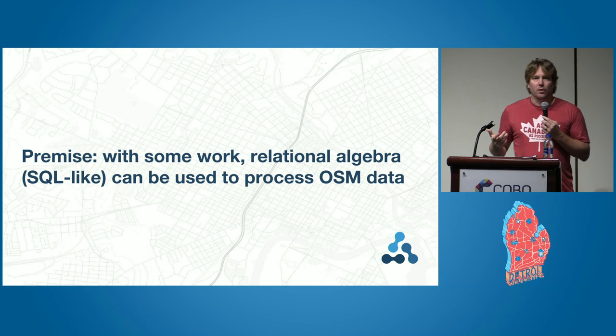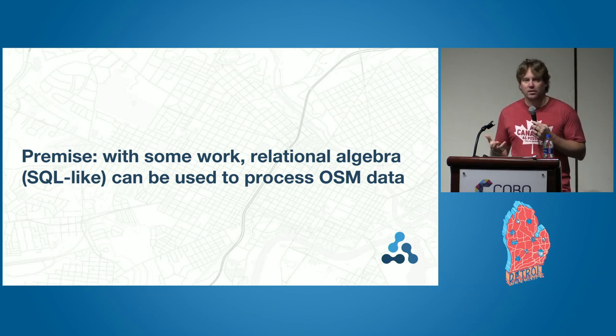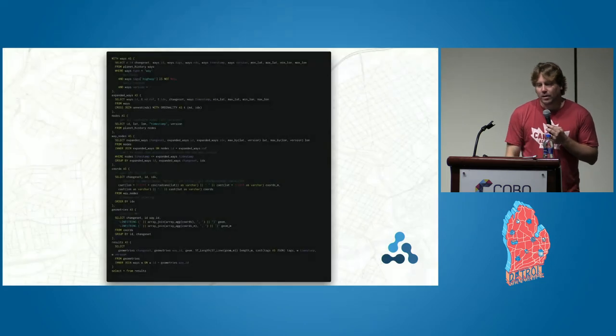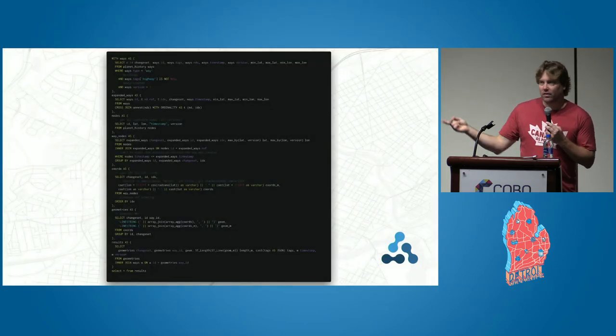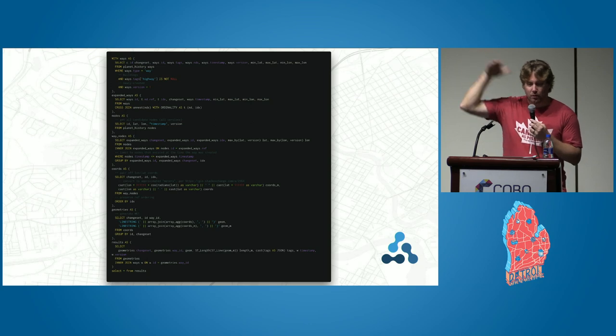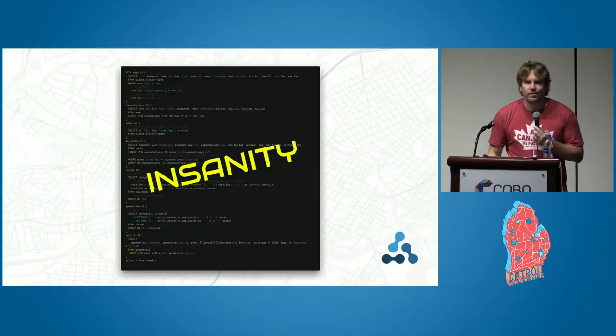The realization was that you can use SQL, or something that looks like SQL, like Spark or one of those tools, to process OSM data and get it into a form where you can analyze it and produce other things. This is an example of one of those ridiculous queries. It uses a lot of common table expressions, like with ways, with expanded ways, with nodes. Anyway, it's kind of insanity.